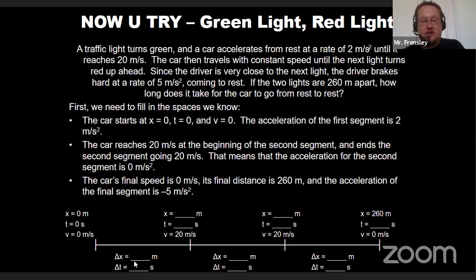My first acceleration is 2. It's hard to see, but it's there. It's right underneath the delta t. A equals 2 meters per second squared. A equals 0 because I'm not speeding up or slowing down.